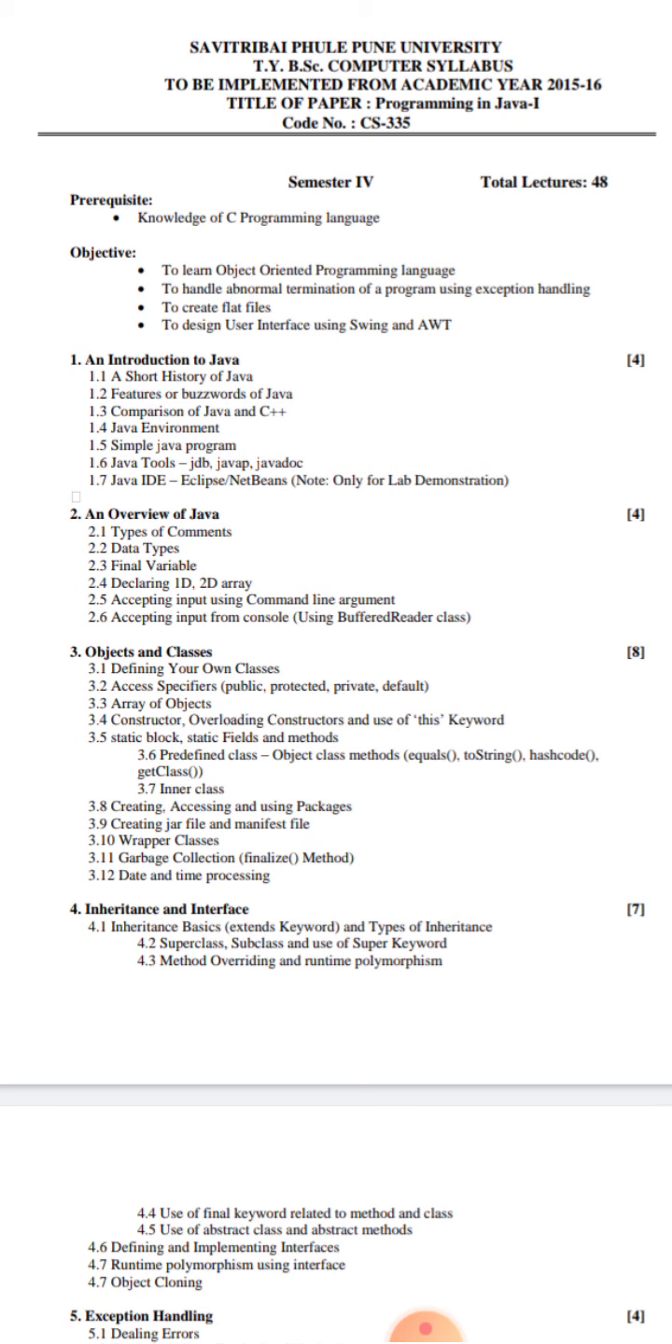Today we will see, from the second chapter, an overview of Java. We will see declaring 1D and 2D arrays, that is 2.4 and 2.5 points, and accepting input using command line arguments. Myself Dange Pratibha Nanase from Kekewa College Sanduri.